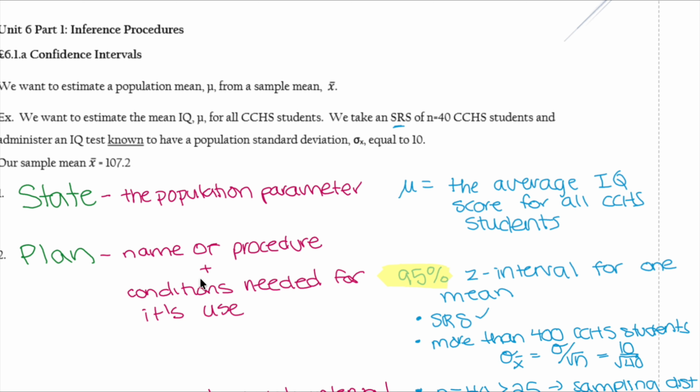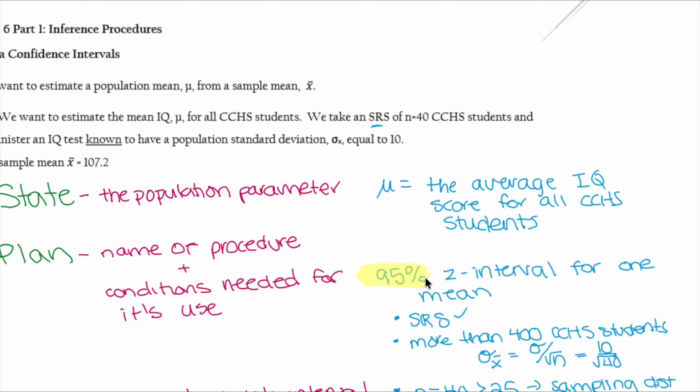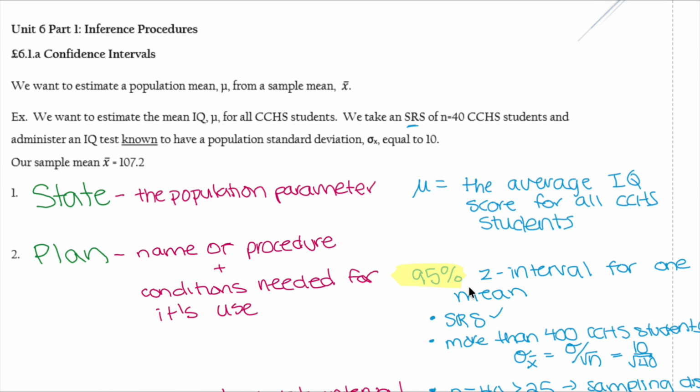So what's the name of our procedure? Well, it's a 95% z interval for one mean. You might be wondering, where did you get the 95% from? Well, I got it from nowhere. I actually made it up. The reason is that the original question didn't give us any confidence level or alpha value at the beginning. So I just made up one, which is a kind of common one.